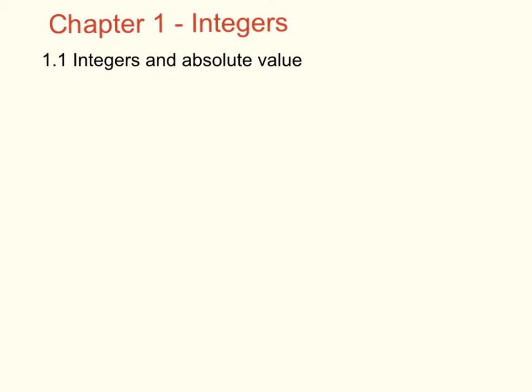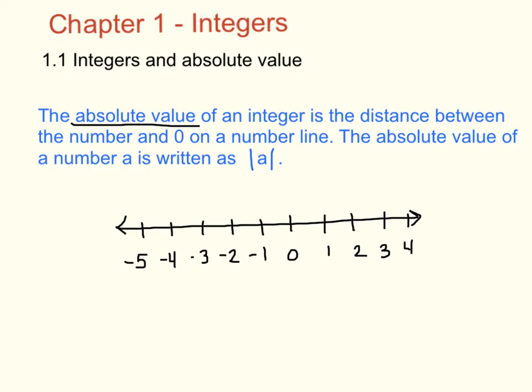In section 1.1, we're going to talk about integers and absolute value. You should remember that integers are numbers such as -3, -2, -1, 0, 1, 2, 3, and so on. They are whole numbers and their opposites. The other vocab word in section 1.1 is absolute value, which you've also done before. But just as a reminder, the absolute value of an integer is the distance between the number and 0 on a number line. The absolute value of a number a is written as |a|. So you would read this as the absolute value of a.